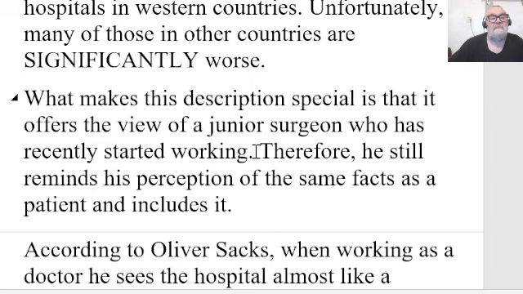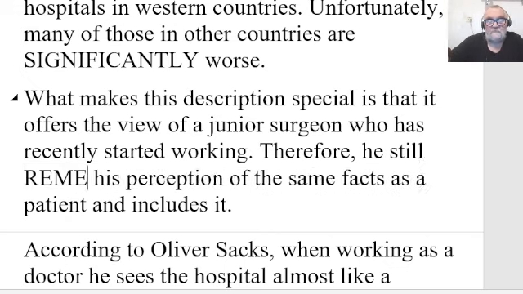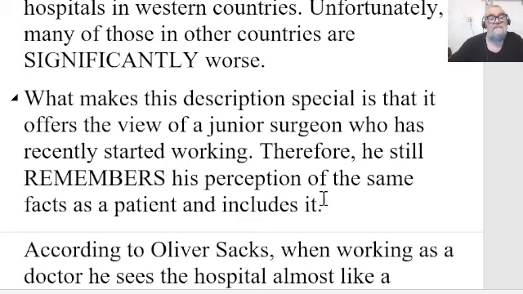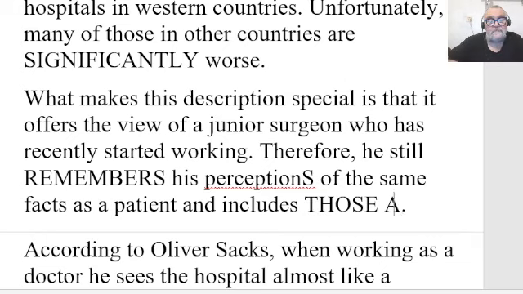Therefore, he still reminds his perception of the same facts as a patient and includes it. "Reminds" is the wrong word; he still remembers his perception. I might make it his perceptions of the same facts as a patient, and includes those as well.